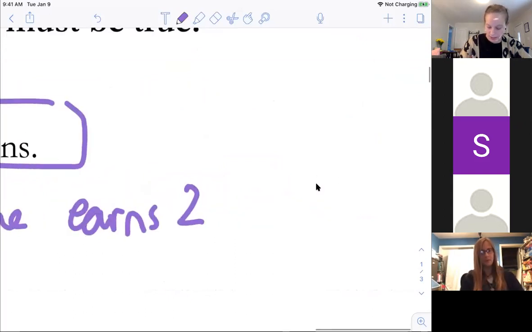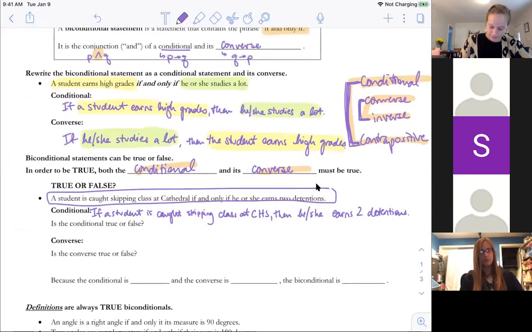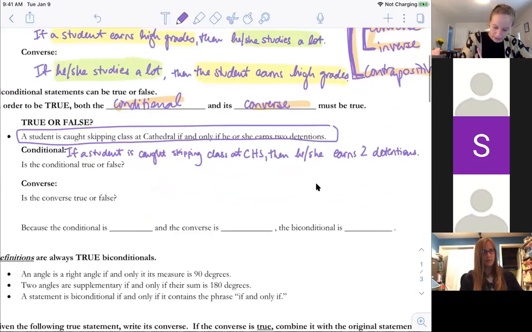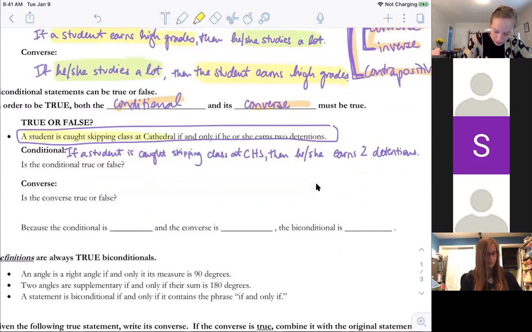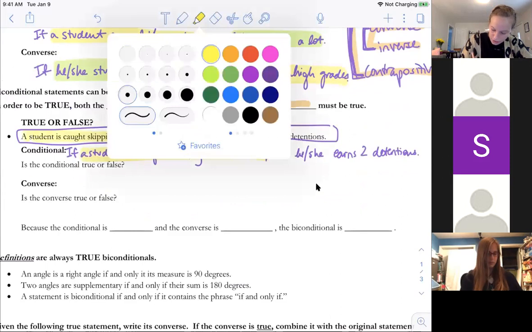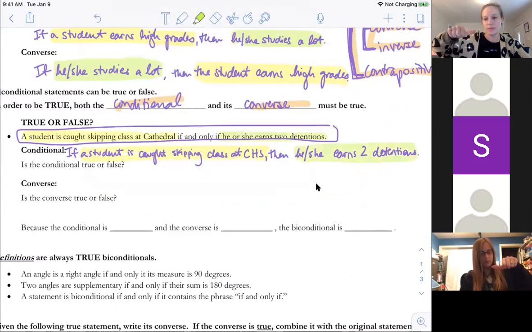And I can write 2 as a number instead, detentions. If I keep with my highlighting trend, the hypothesis is a student skips class at Cathedral. And my conclusion would be he or she earns 2 detentions. Now, give me a thumbs up or a thumbs down. Is that true or false? If you don't know, give me a thumb in the middle. So thumbs up is true, thumbs down is false, thumb in the middle is I really don't know if that's a rule or not.